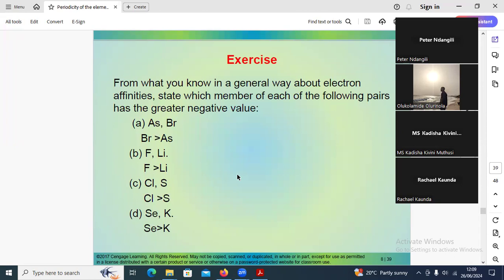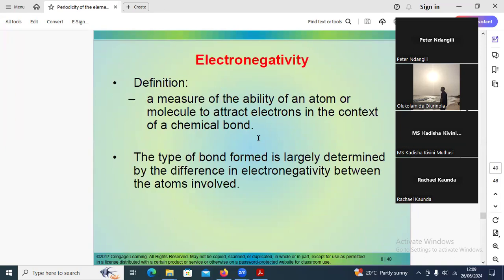Now, from what you know in a general way about electron affinities, state which member of the following pairs has a greater negative value. So this one you assess using the knowledge that we have given you, and at least here we have given the answers. So these are examples that you can interrogate during your free time.